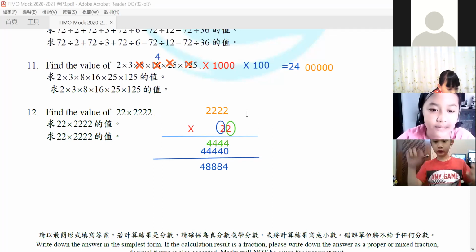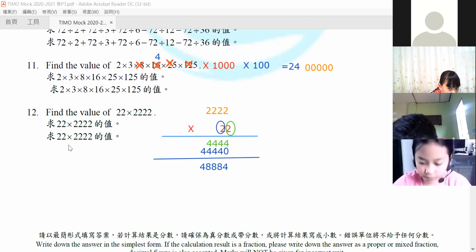I'm stuck in number 10. Stuck in number 10, okay. So question 12, is that okay? Yeah, that's okay. But I don't really know number 10. Okay, so let's go back to question 10.